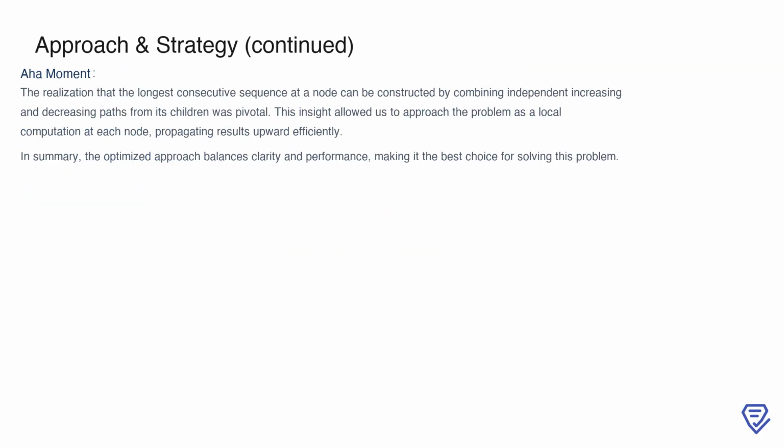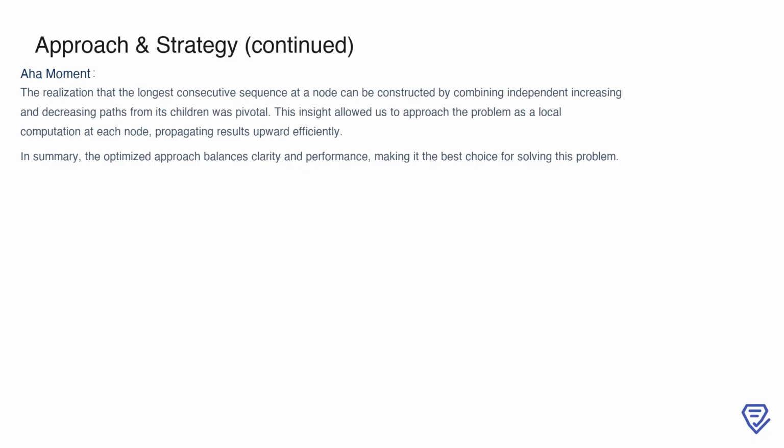The pivotal realization that makes the optimized approach so powerful is understanding how the longest consecutive sequence at a node can be derived by combining independent increasing and decreasing paths from its children. This insight transforms the problem into a local computation at each node, where the results naturally propagate upward through the tree. By breaking the problem into these smaller, manageable pieces, we achieve both clarity and efficiency.